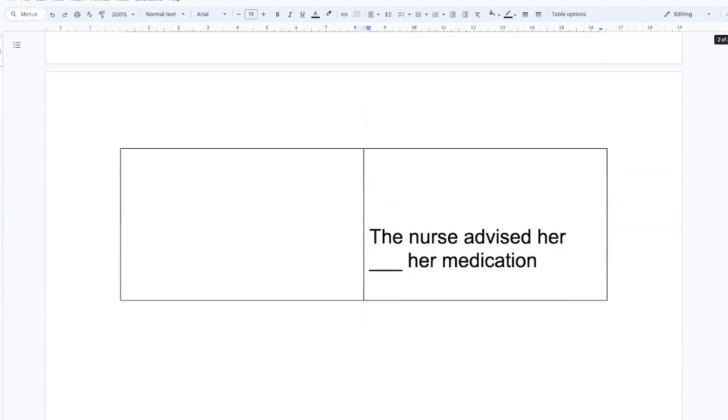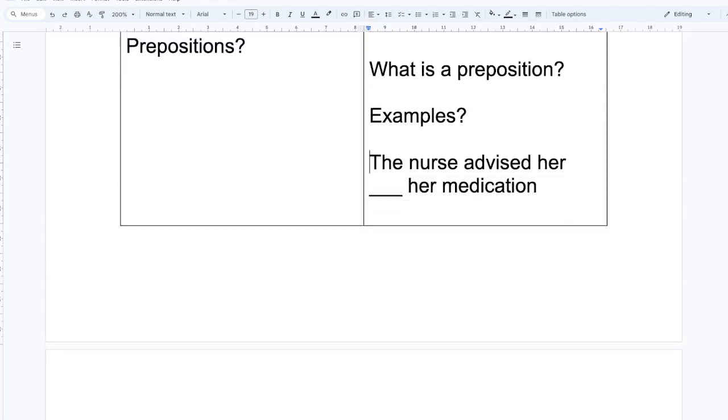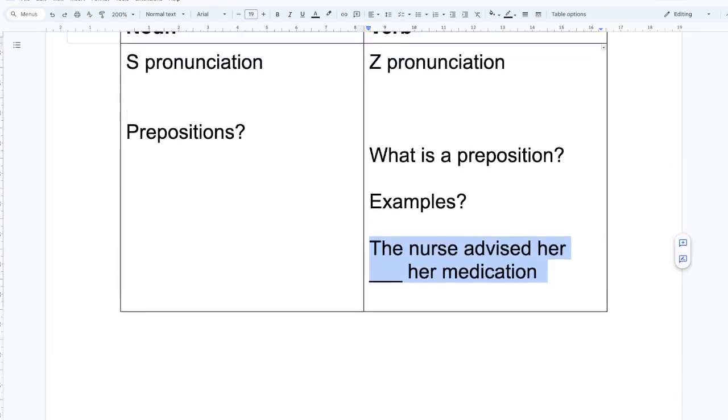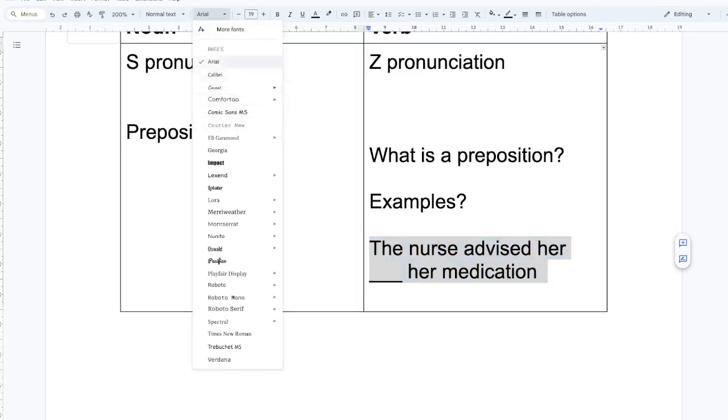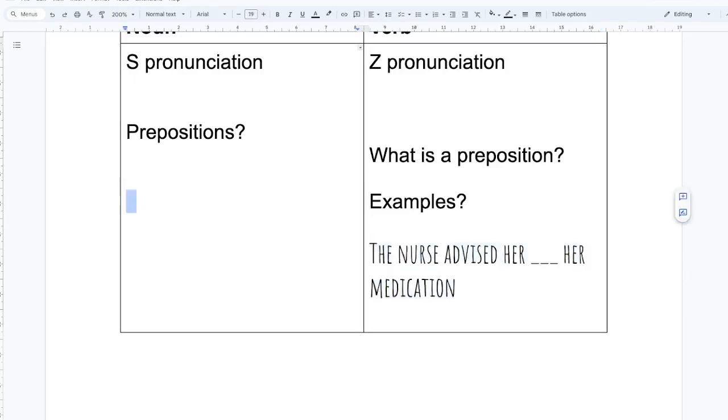The question now is, what prepositions can you use with the verb? The nurse advised her blank her medication. So I want you guys to type in now, is it to, is it on, is it about, is it regarding, is it in, into, what do you think it is? And I'm going to change this here because let's imagine this is a sort of writing example. Now in the writing we would use the passive usually, so I'll talk about that in a minute, but let's just see what people say.